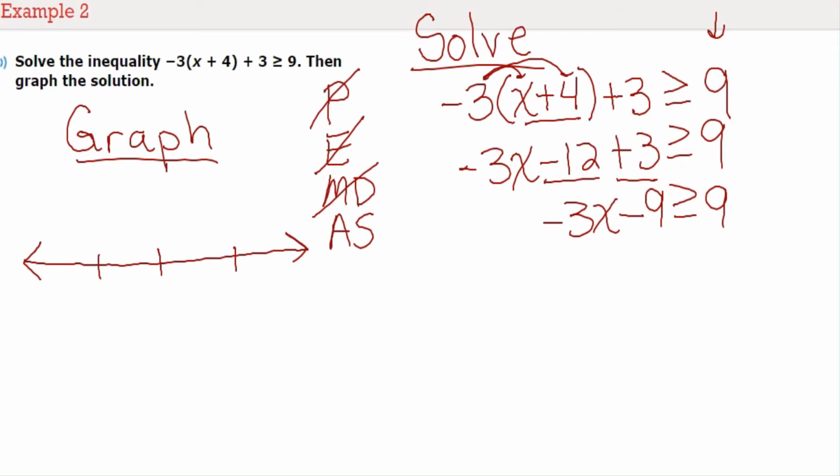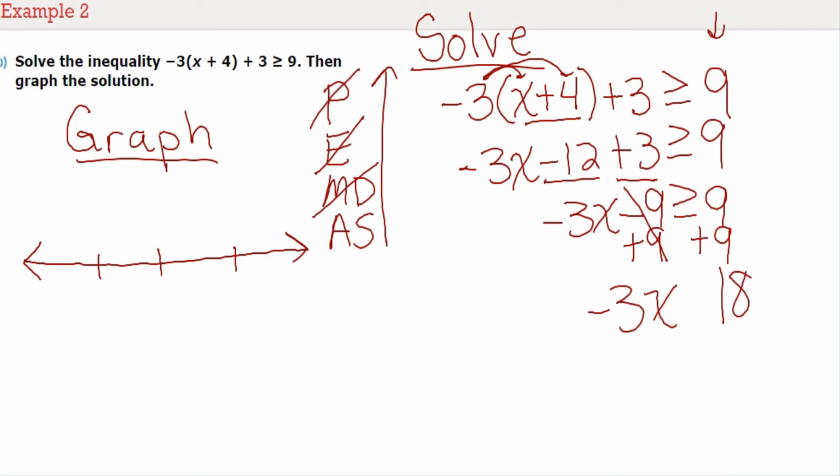That's when we have to start using the order of operations in reverse. So we have to undo addition and subtraction first, which means we have to add 9 on both sides of the inequality. Those two cancel out because that's the additive inverse. Now we're left with negative 3x, and we know 9 plus 9 is equal to 18. Then we bring down our inequality. So we're done with addition and subtraction. Now we're moving on to multiplication and division.